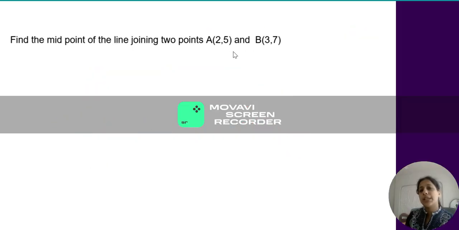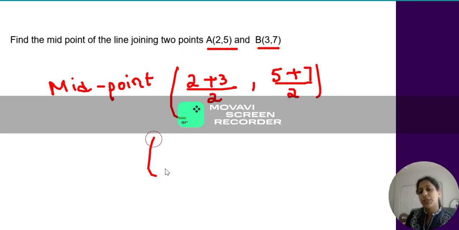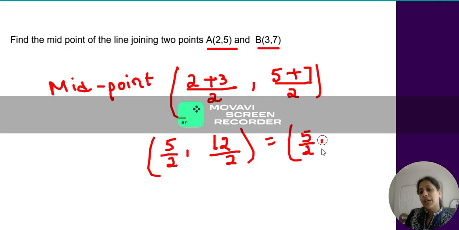Let's say I give you two points A and B and tell you to find the midpoint. So the midpoint in this case will be: take the x coordinates, 2 plus 3, add them, divide by 2, and 5 plus 7 and divide by 2. So the coordinates of the midpoint come as 5 upon 2 and 12 upon 2, which is equal to 5 upon 2 and 6.